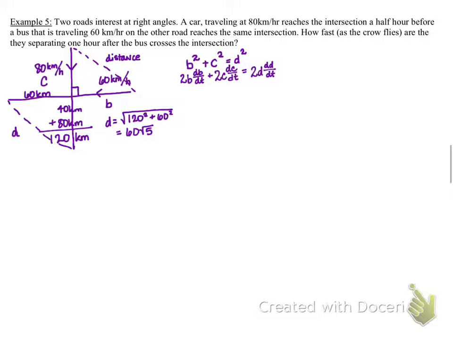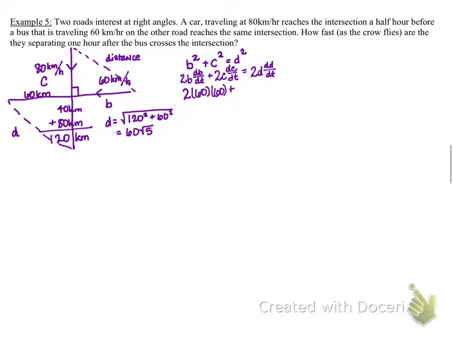B, at this particular point in time, 1 hour afterwards, B is 60. And dB/dt, for some reason, maybe they're autopiloted. The bus is, oh, sorry. dB/dt is 60 kilometers per hour.